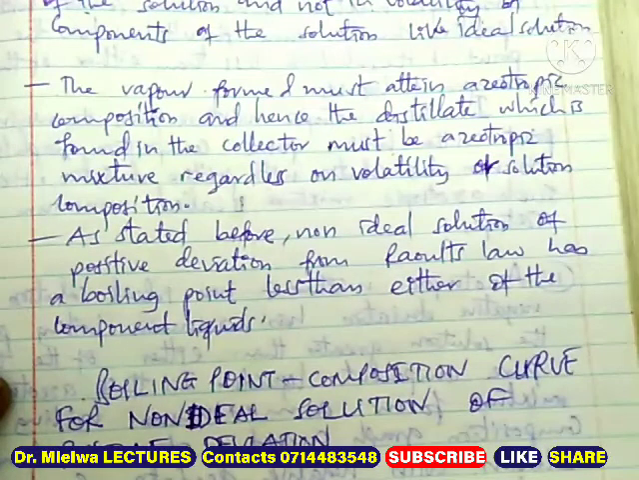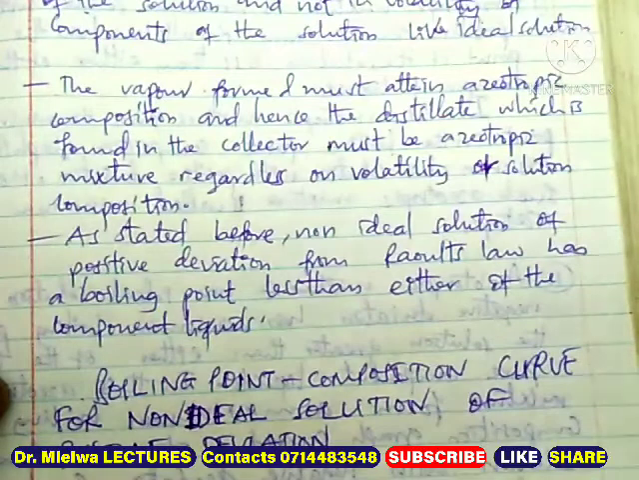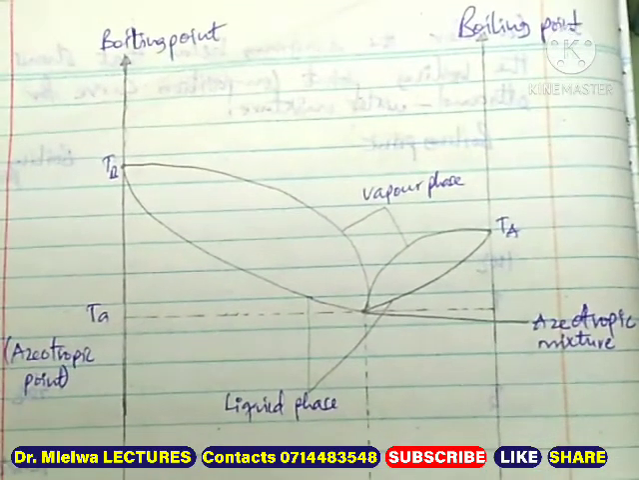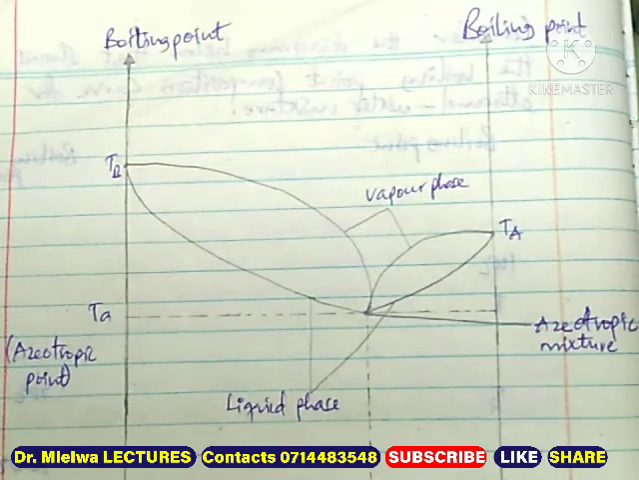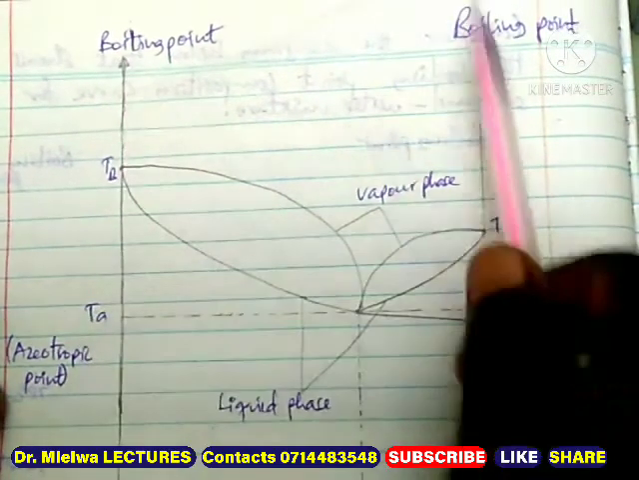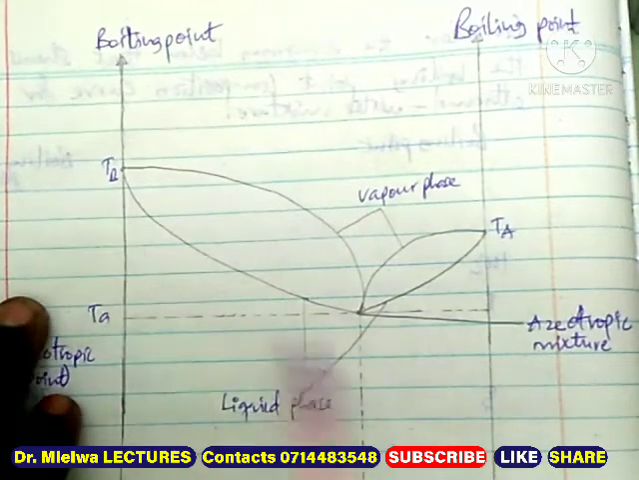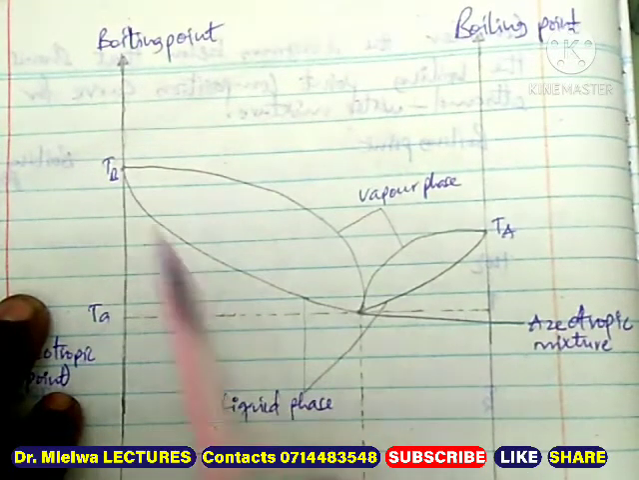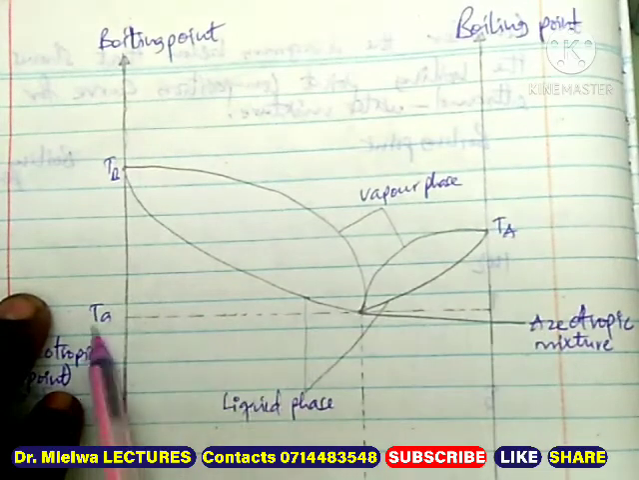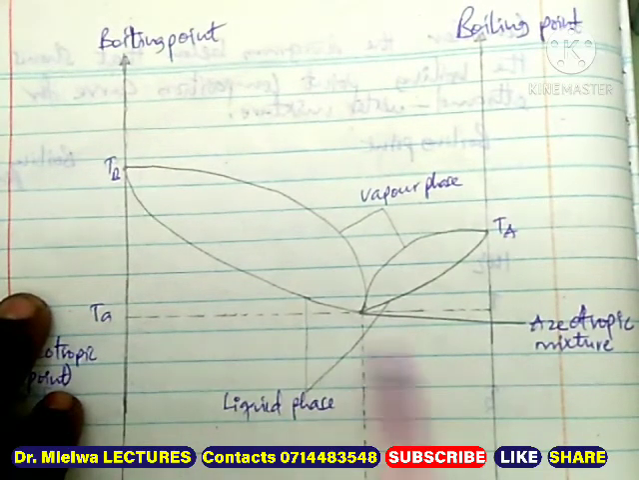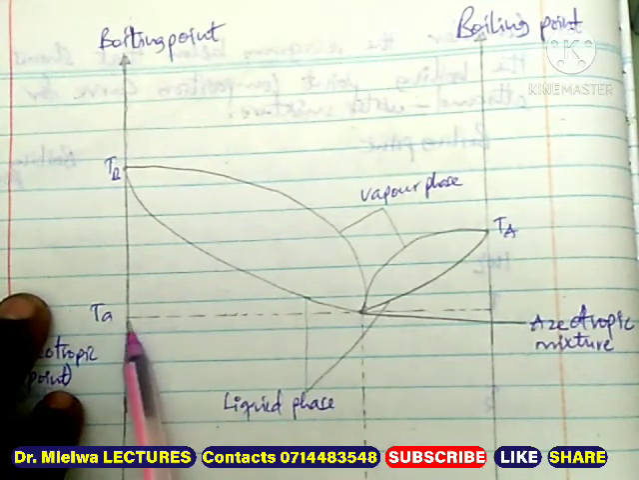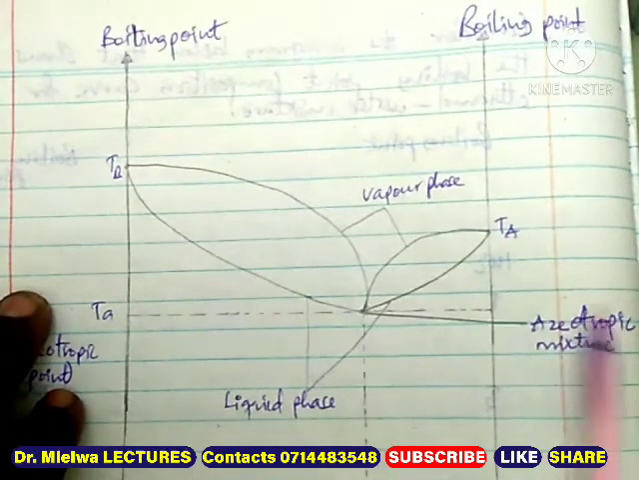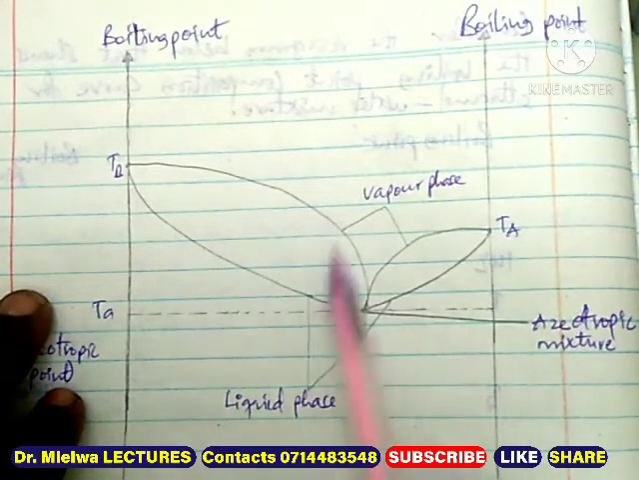Boiling point composition curve for a non-ideal solution of positive deviation. For this case, this is the boiling point composition curve, and as you can see at the top we have the boiling points, with temperature of B and temperature of A. We have the vapor phase and the liquid phase. This is the temperature of the azeotropic mixture, or sometimes you call it the azeotropic point. It is here that we say the azeotropic mixture is formed. So here is the liquid phase, and here is the vapor phase.